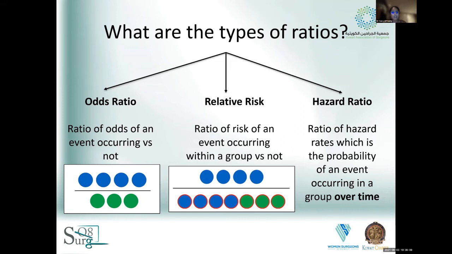And then you have the hazard ratio, which you see in a lot of RCTs and prospective studies. Hazard ratio is the ratio of hazard rates. The only difference between it and the other ratios is that now we've introduced the element of time. So we're looking at the probability of an event occurring in a group over time.